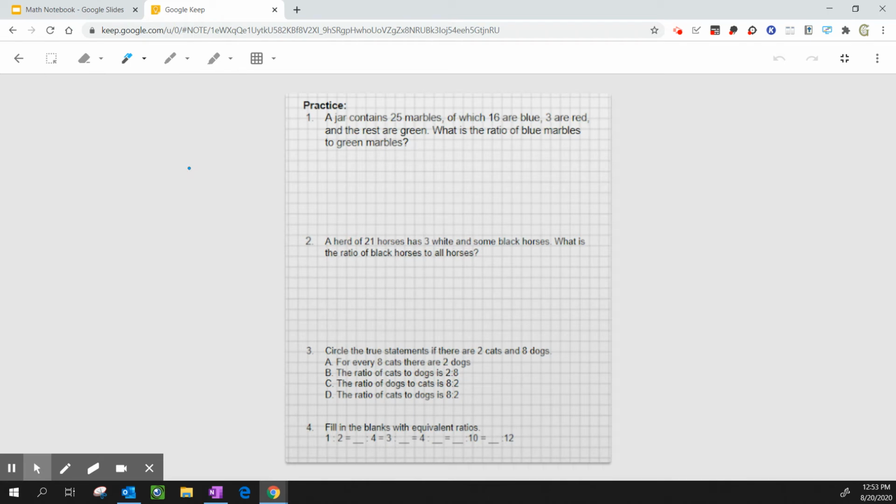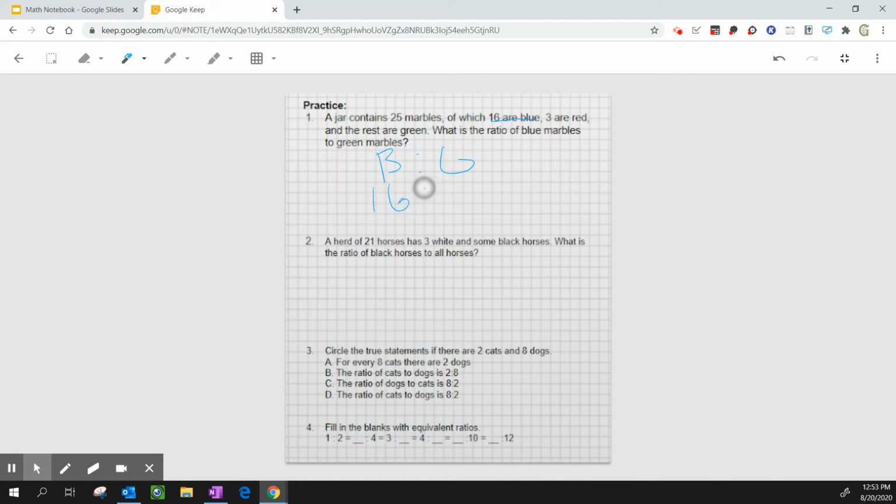So the first one says, jar contains 25 marbles, of which 16 are blue and 3 are red and the rest are green. So what's the ratio of blue marbles to green marbles? So it says here it has to be blue to green. One thing to remember with ratios is it's really important to keep it in the right order. So if it's blue to green, I'm going blue to green. And so I need to find those numbers from the problem. So blue, that part's easy. It's set up here. 16 are blue, so I could put in 16.